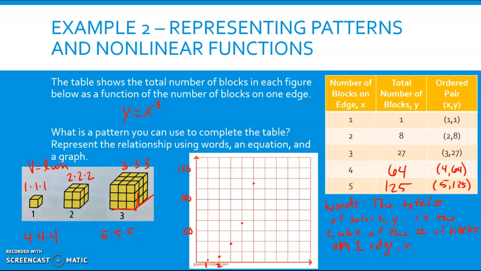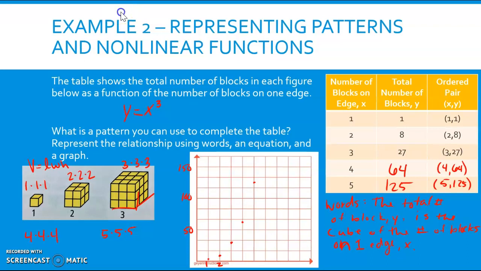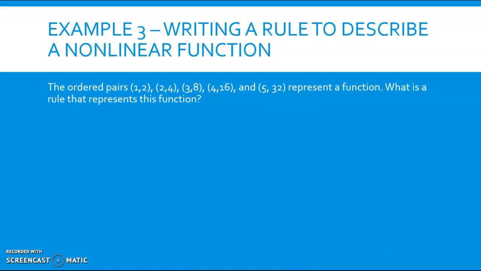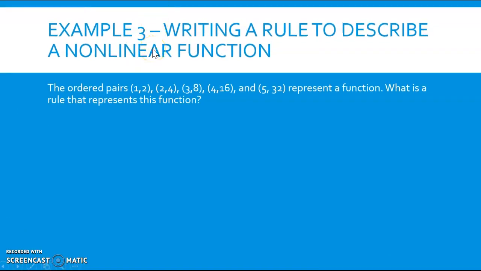All right, last one. All right, so example 3, writing a rule to describe a nonlinear function. The first thing I would do on this is draw yourself a table. So we have x and y. So we have 1, 2, 2, 4, 3, 8, 4, 16, and 5, 32. Those are our values in our table.